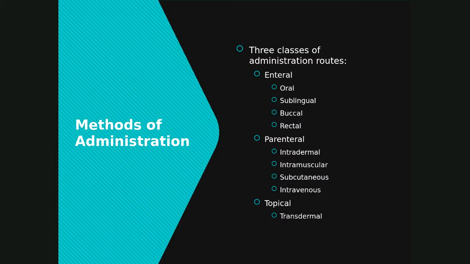And then the last one that we have is the topical route. The topical route of administration is when the drug is applied directly onto the skin and it diffuses through the skin and gets absorbed into the bloodstream. Typically, when we think of topical drugs, they're usually in the form of a transdermal patch.